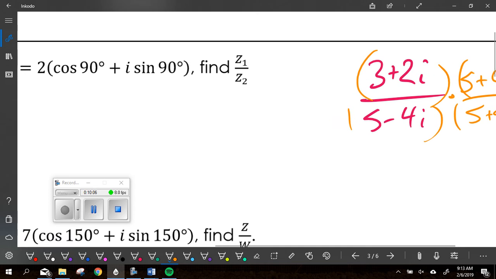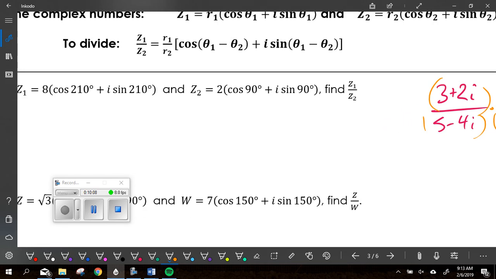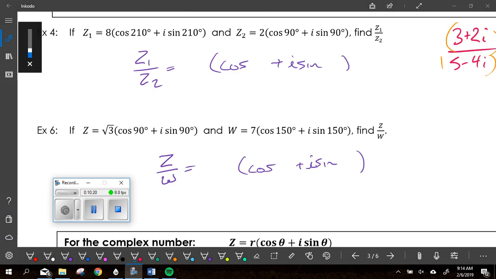All right. Instead, we are dividing with polar complex. To divide polar complex, this time, you divide the two radiuses and you subtract the two angles. That's it. Do the next two. Divide them and subtract. See what you get.